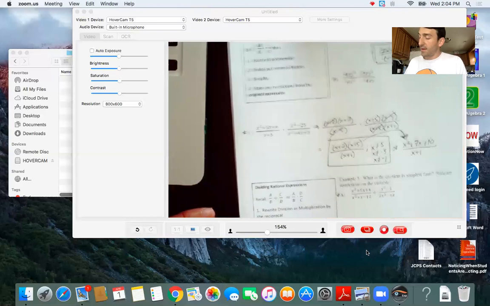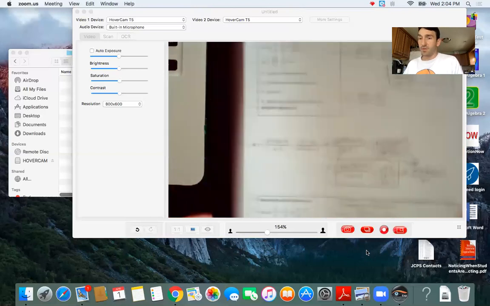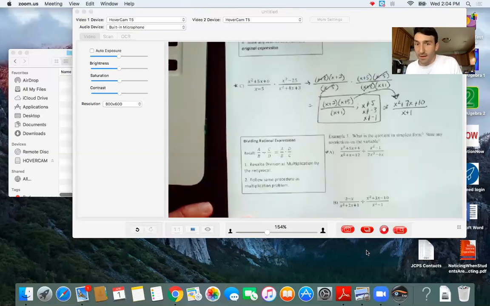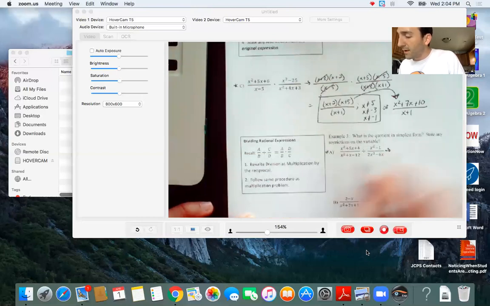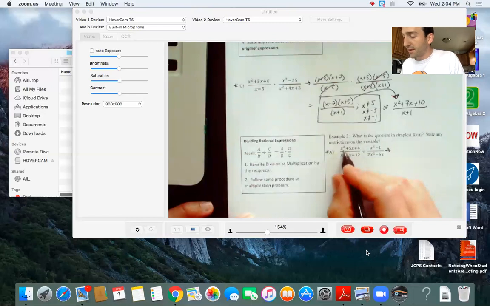All right, and then the last one I'm going to show you is a division problem. So the main thing to remember here is that we use same, change, flip, multiply by that reciprocal. Okay, still want to start out by factoring if possible. So on A, I'm going to factor this out to x plus 4 times x plus 1.